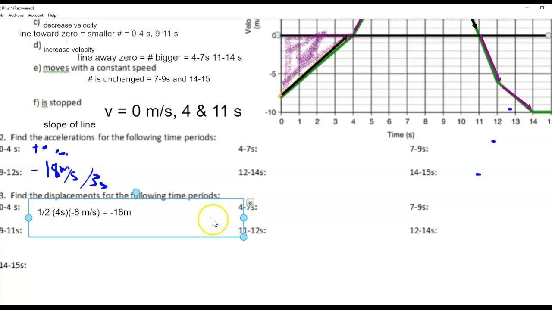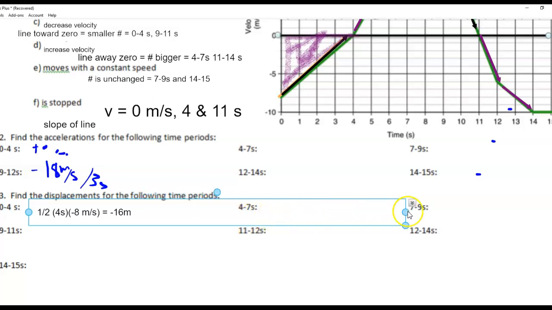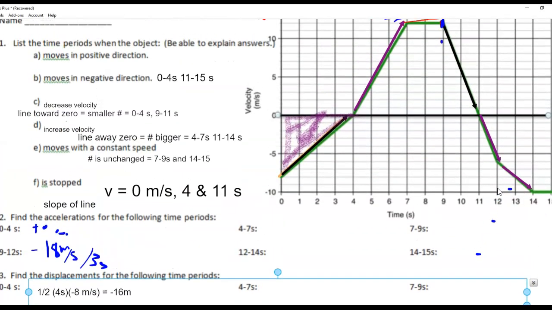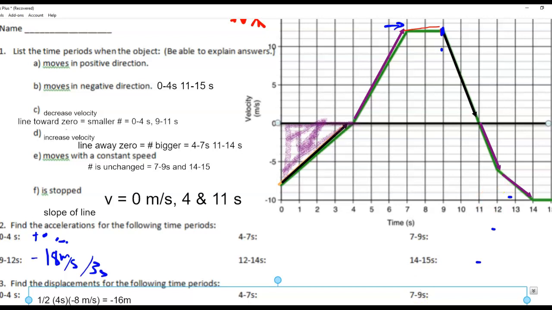From 4 to 7, we need to look at the area in this section. So that's 4 seconds to 7 seconds, this orange triangle. So it's another triangle calculation. So you should be okay with that.